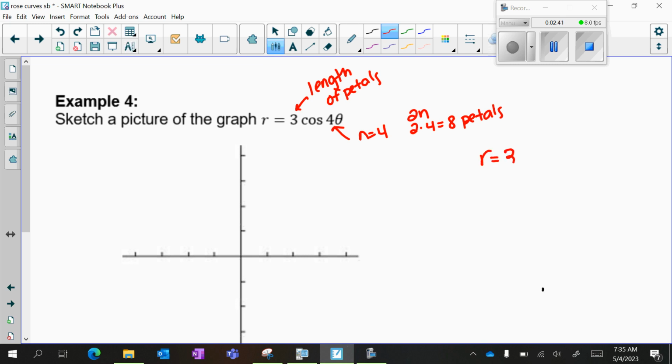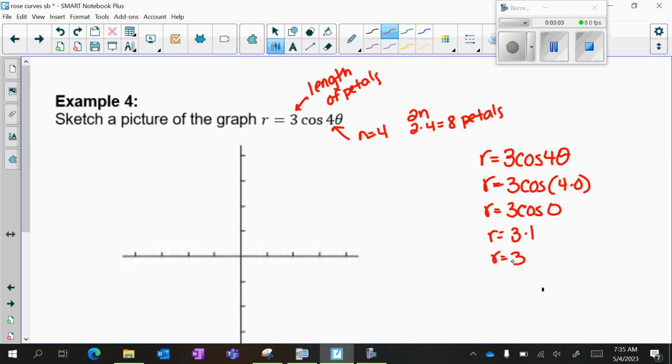So r equals 3 cosine 4 theta. 3 cosine 4 times 0. 4 times 0 is 0. Cosine of 0 is, from your unit circle or from your graph, 1. So 3 times 1, r is equal to 3, which means that that is going to be on the axis. So here is my first petal, which means I have to have symmetry, so it's got to be on all axes. So there are 4 petals, and I need to have a total of 8.